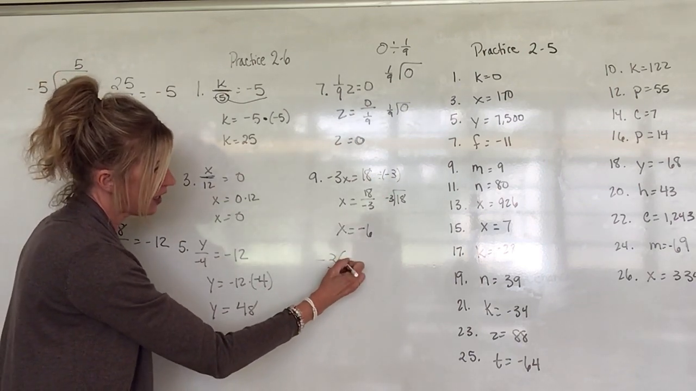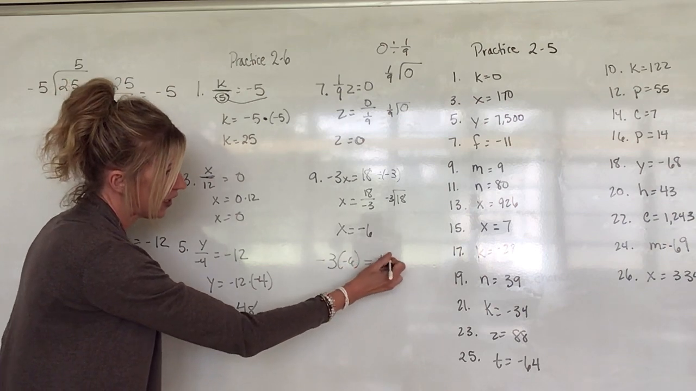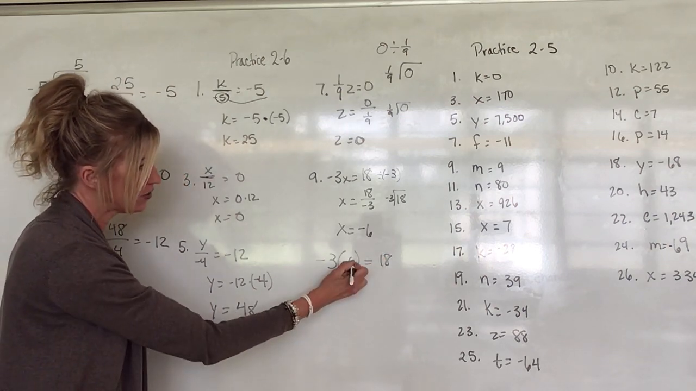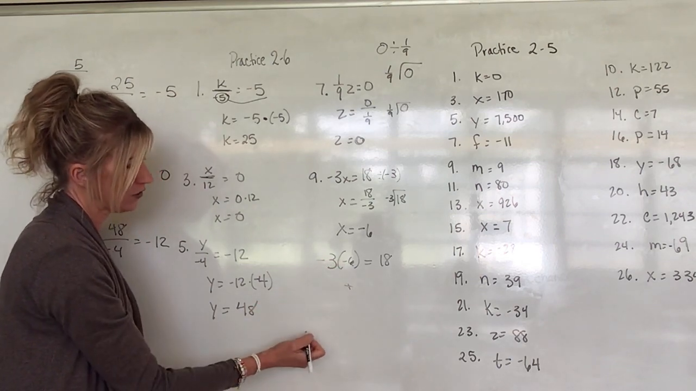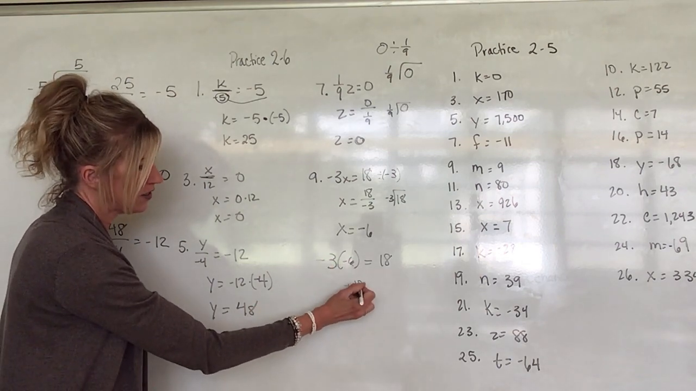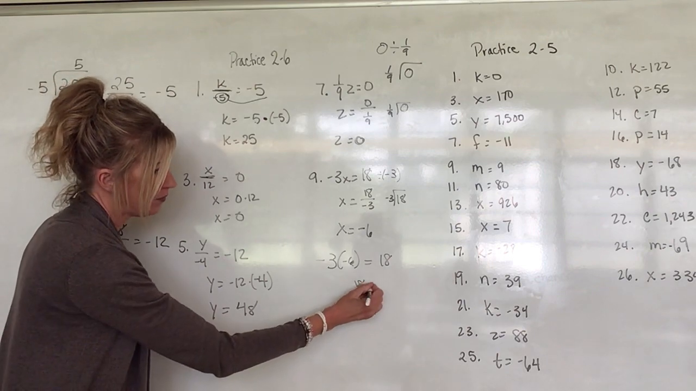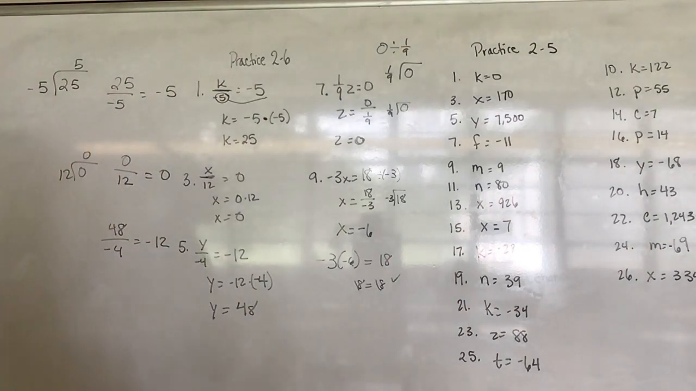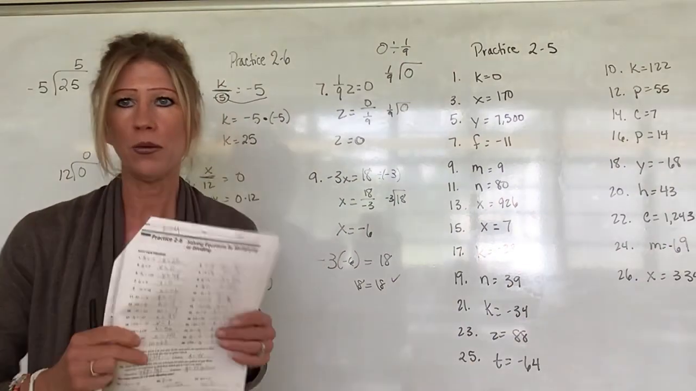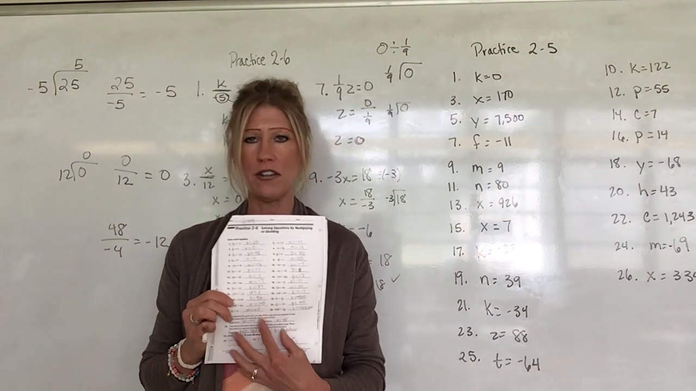Negative 3 times negative 6, does that give us 18? It needs to if we found the right variable. Negative, negative, make a positive, so that's good. 6 times 3, 18. Yep, check, we got it. Okay, that is what you're doing on this page. A little review there. Now I want you to complete this page.